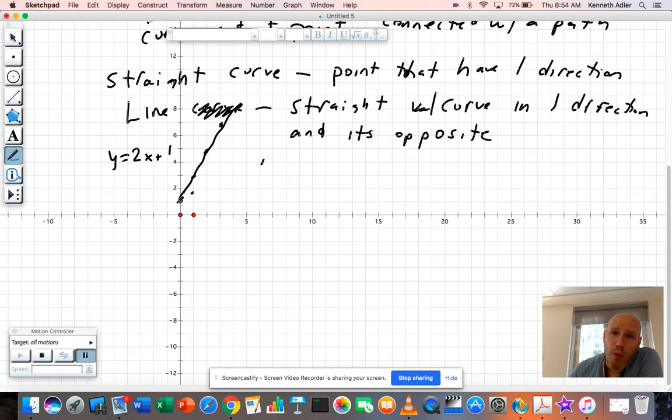And that was one way, right? What do we call this, actually? While we're here, let's make another definition. This is known as a ray. A straight curve with one endpoint.